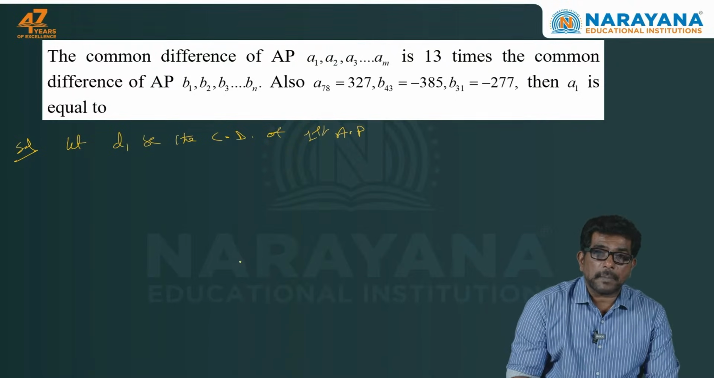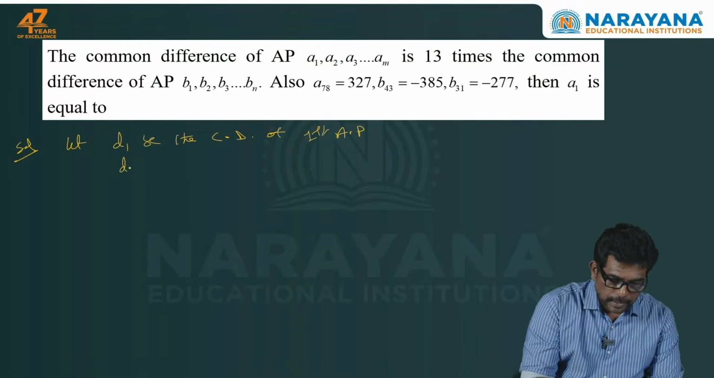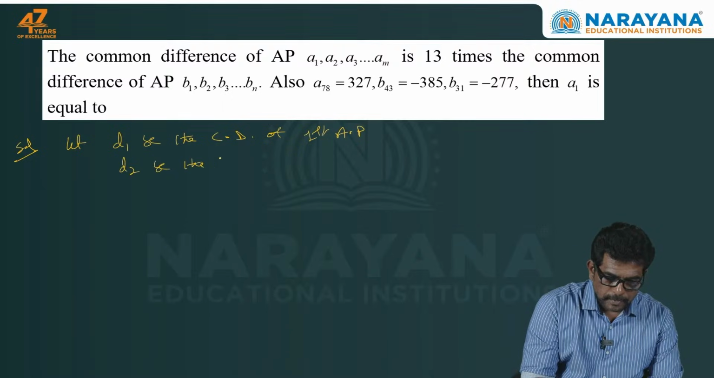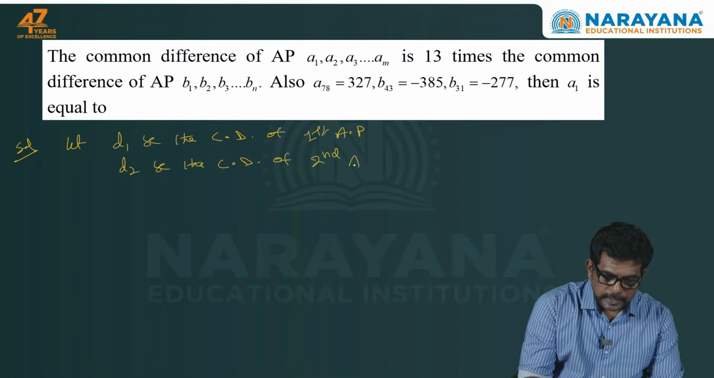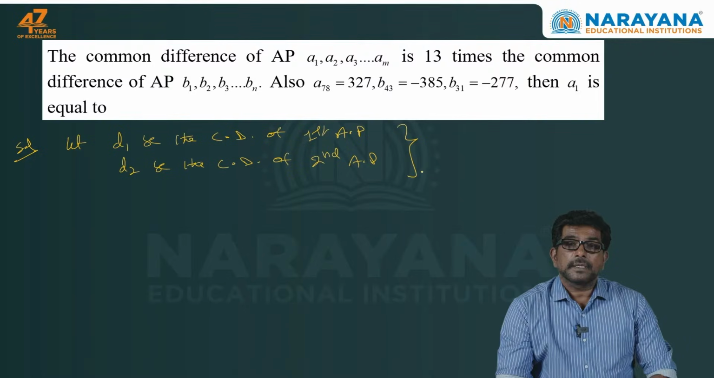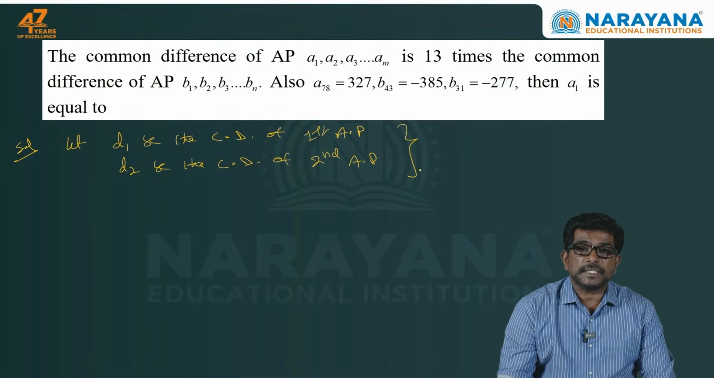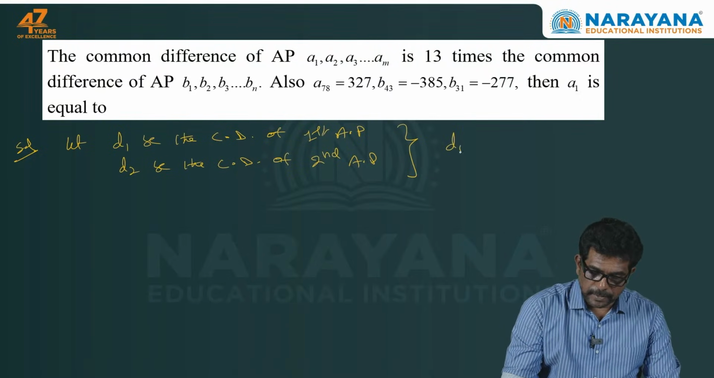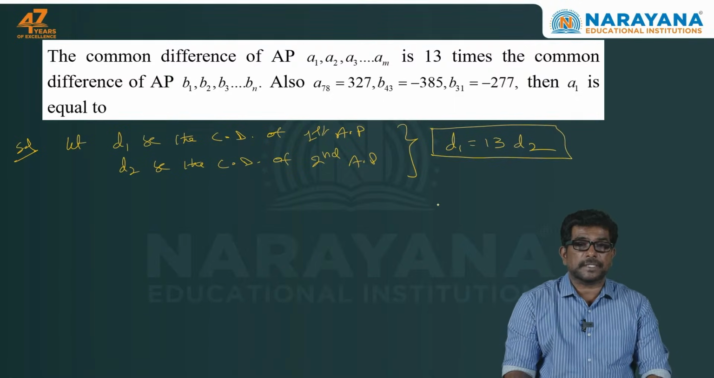Let D1 be the common difference of the first AP and D2 be the common difference of the second AP. Then the relation between these two is given. The common difference of the first AP, that is D1, is equal to 13 times D2. D1 is equal to 13 times D2 is given.